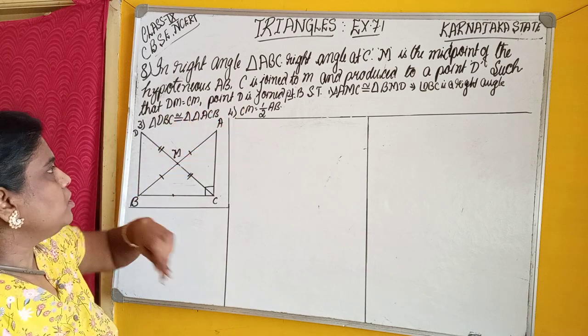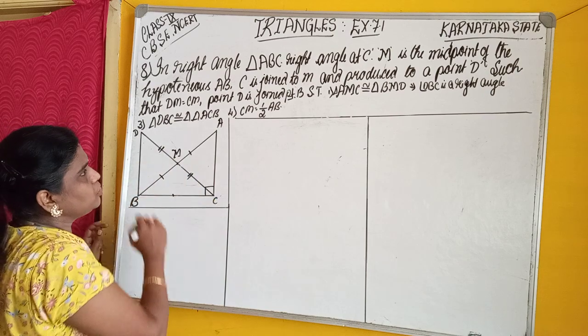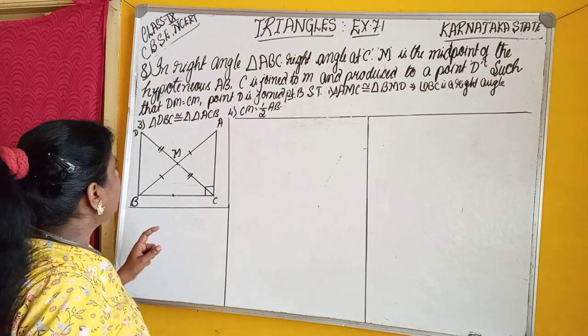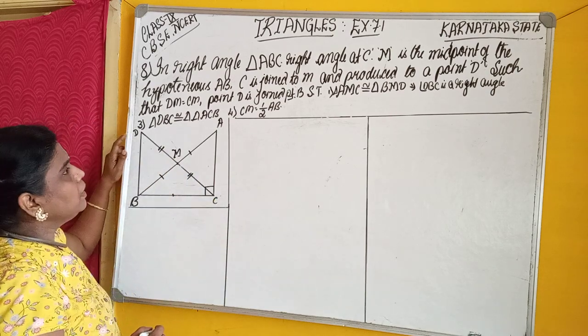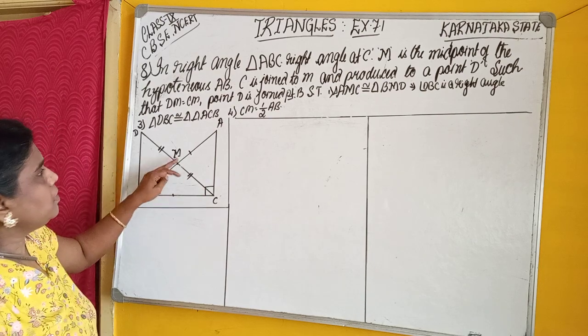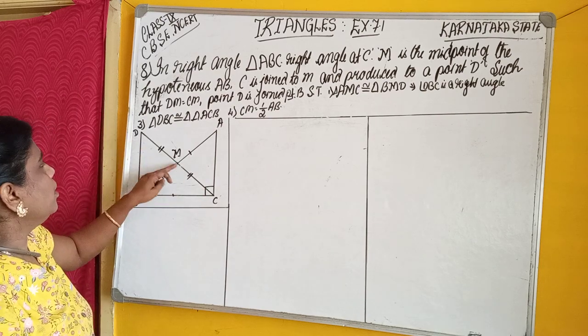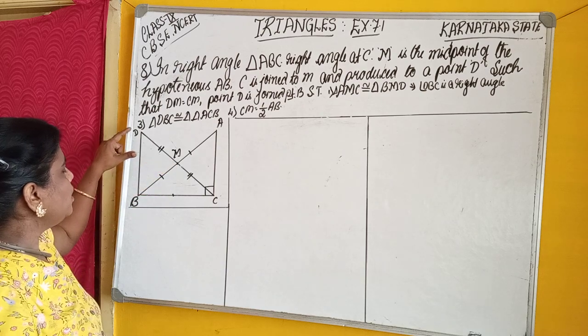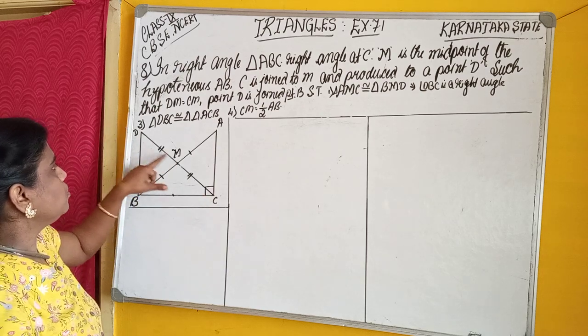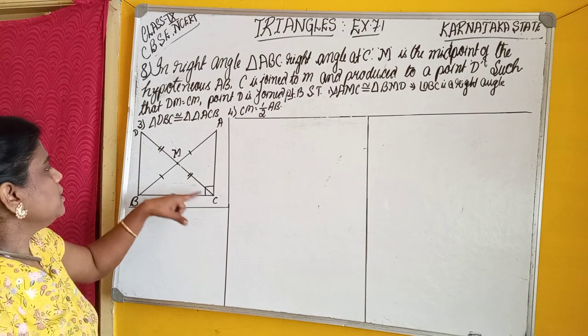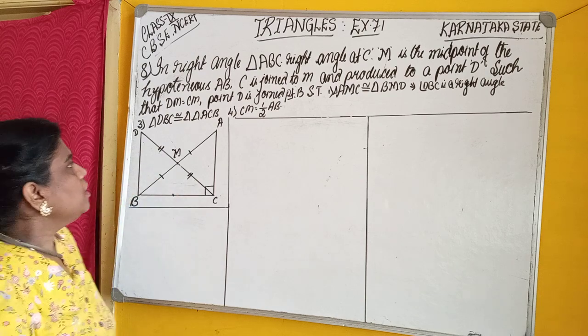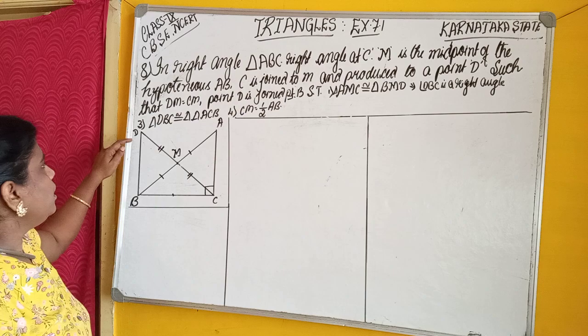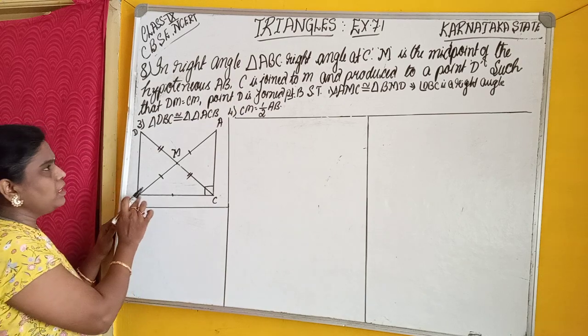C is joined to M and produced to a point D such that CM is equal to DM. This point M is produced up to D such that CM is equal to DM. And point D is joined to point B here.